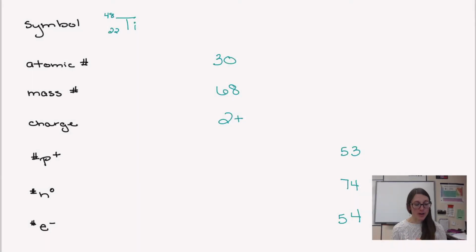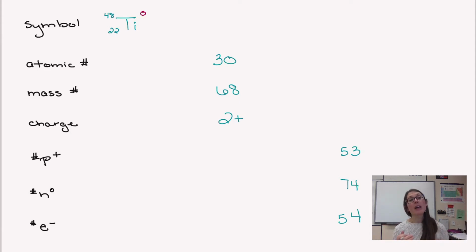The first example on the left, I've given you a symbol for atomic notation. And so you'll see it says titanium, Ti, 48 and 22, and there's nothing written in the top right corner. If there's nothing written, that is assumed to be 0. So I'm going to write this in for emphasis, but if nothing is there, this is 0. So from this, we can start completing the table down below.